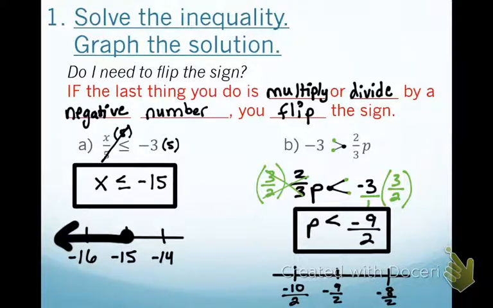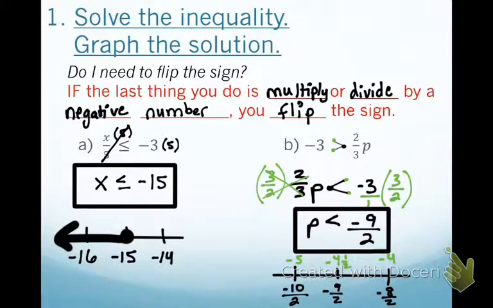Once again, as I said, if you wanted this to be a mixed number, that would be fine with me. This would have been negative 4.5. This would have been negative 5. And this would be negative 4. I do not care if it's a mixed number or an improper fraction.